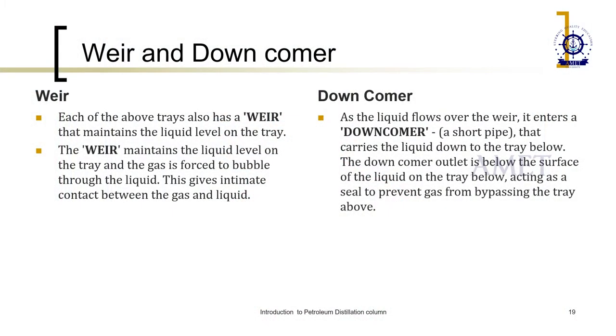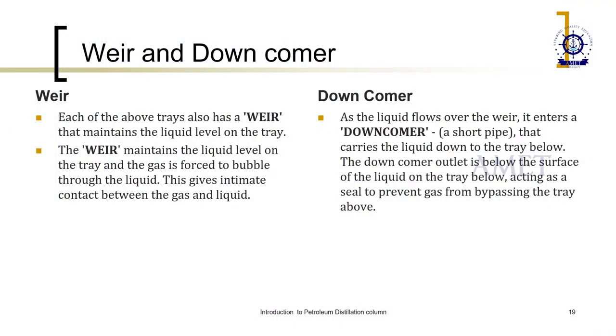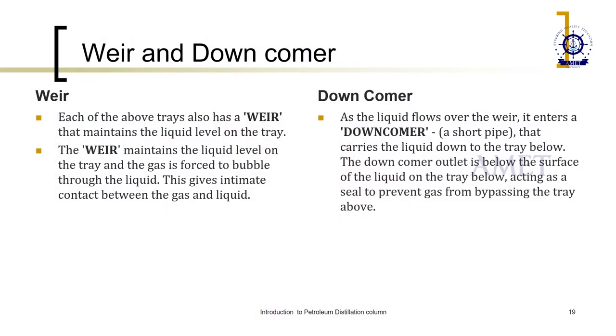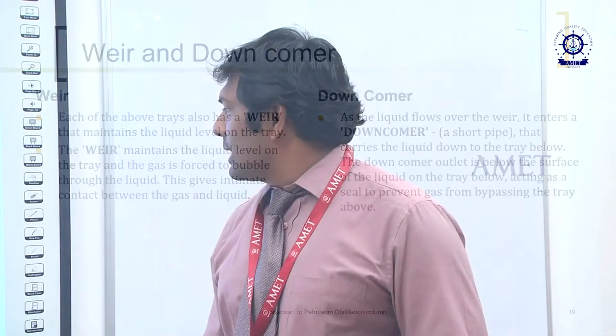Okay. Weir and downcomer. Each of the above trays also has a weir that maintains the liquid level on the tray, and the gas is forced to bubble through the liquid. This gives intimate contact between the gas and the liquid. Likewise, the downcomer: as the liquid flows over the weir, it enters a downcomer, a short pipe that carries the liquid down to the tray below. The downcomer outlet is below the surface of the liquid on the tray below, acting as a seal to prevent gas from bypassing the tray above.